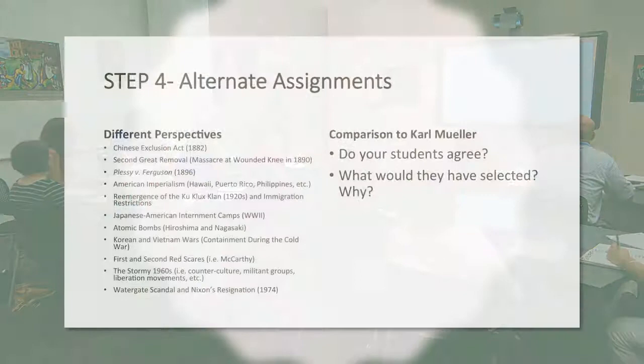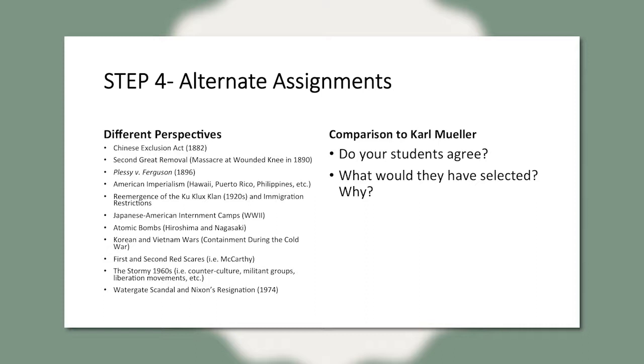Okay, who can give me another example? Bull Connor, hoses and dogs. Yeah. Okay. Third and final example? Watergate. Well, this is what my kids selected, okay? From the Chinese Exclusion Act to Wounded Knee, Plessy versus Ferguson, American imperialism, the Ku Klux Klan, the Japanese internment camps, the atomic bombs, Korea and Vietnam, the First and Second Red Scares, the stormy 1960s, and Watergate.